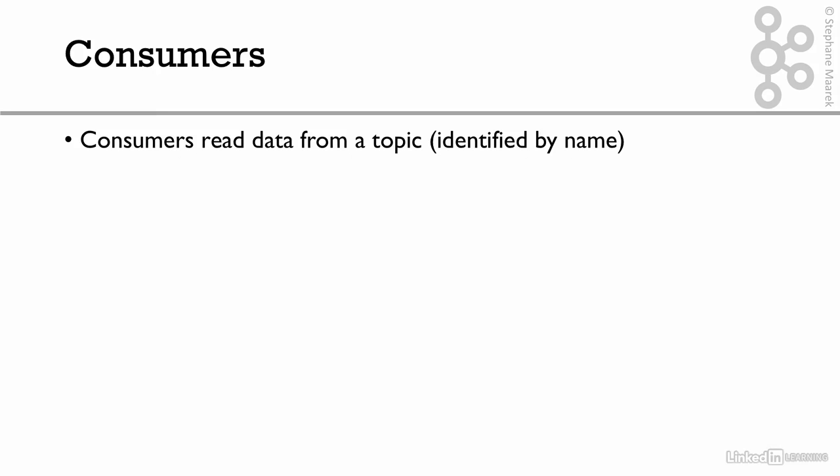Now we're getting into the very important concept of consumers. So we know about producers, but now things need to read data, so here's consumers. And as we said, consumers will read data from a topic, and the topic is going to be identified by its name. The consumers know which broker to read from automatically. It's already programmed for you.